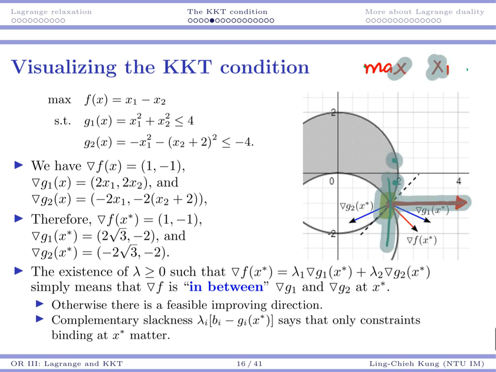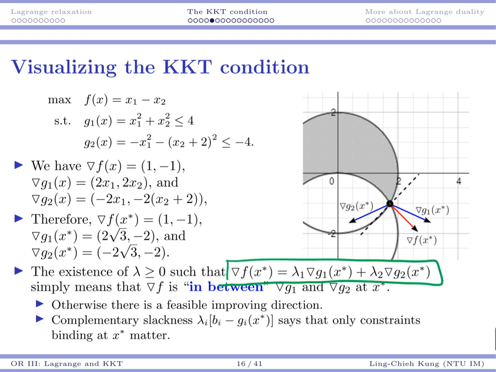So basically, the geometric idea of this particular equality is that if this is possible, then your gradient f is within all your gradients of constraints. And that means there is no way for you to keep improving in a feasible manner. So that's the idea of the gradient of the Lagrangian.